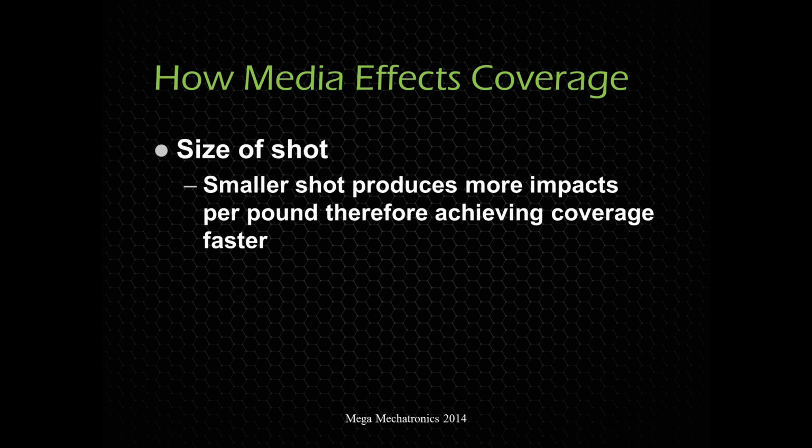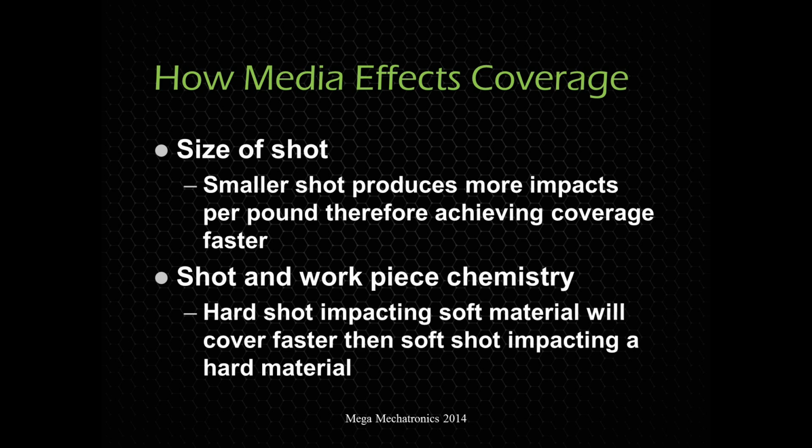So how does the media, that shot peen, the spheres of ceramic or steel, that's what we're talking about when we say media. The size of the shot matters: smaller shot actually produces more impacts per pound, therefore achieving the coverage much faster, as well as the chemistry and the hardness. A generalized way to think of it: a hard media impacting a soft workpiece is going to cover much faster than the opposite. If you have a softer shot impacting a harder workpiece, it's going to take longer.